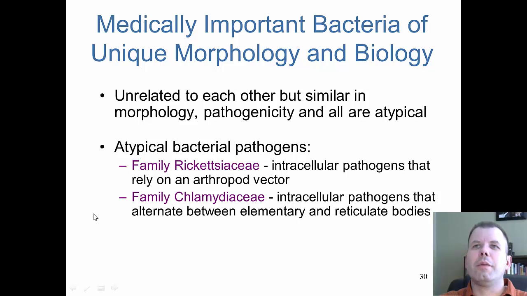All right, so again, the medically important bacteria of unique morphology are unrelated to each other, but similar in morphology, and pathogenicity in all are atypical. And again, the two that we're going to look at are the Rickettsia, which causes Rocky Mountain spotted fever, and the other one is Chlamydiaceae, which is again intracellular and goes from elementary to reticulate bodies. And again, one is an infecting body, the other one is a reproducing body. So we'll look at that. So it has two stages of the life cycle. The Rickettsia is typically found, again, tick-based, and so we'll see how these infect and cause this disease, but we'll talk about that as well here in just a few minutes.